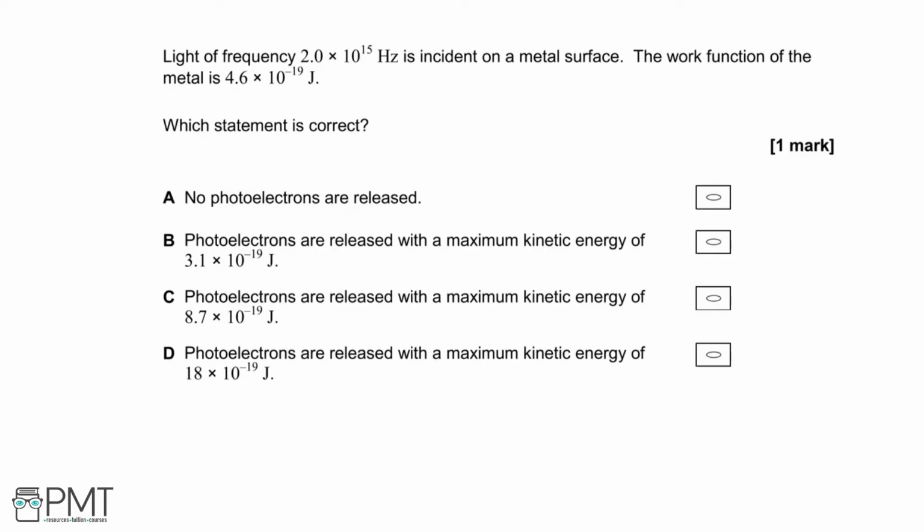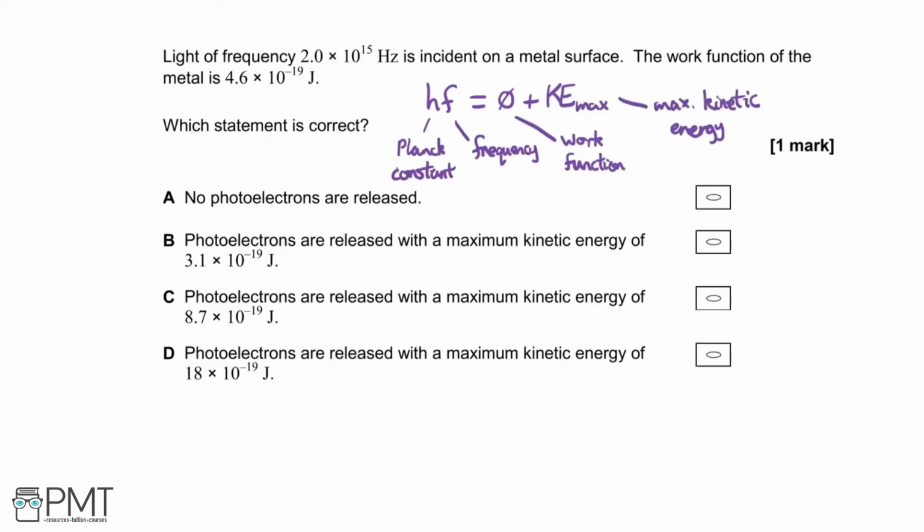I think what we need to do first of all is write down and use Einstein's photoelectric equation. So there's the equation. We've got the Planck constant multiplied by the frequency of that radiation is equal to the work function plus the maximum kinetic energy. So let's just substitute in our values and see what we end up with. By multiplying the Planck constant by the frequency, we end up with an energy for these photons of 1.33 × 10⁻¹⁸ joules. As you can see, that value is higher than the work function of the metal, 4.6 × 10⁻¹⁹ joules. So there will be photoelectrons released. So we can already say that A is incorrect.